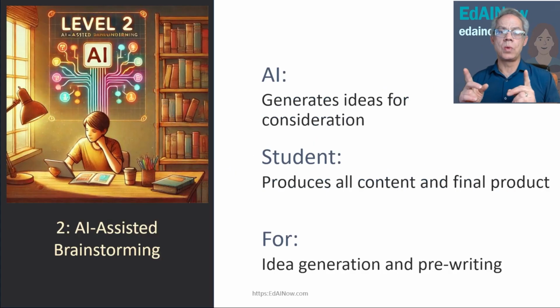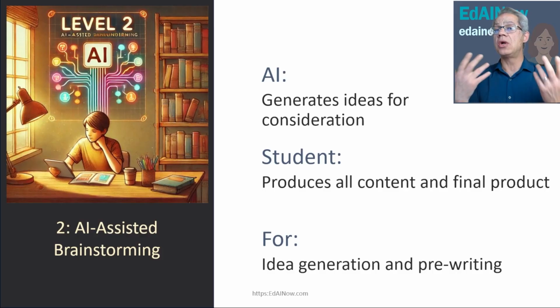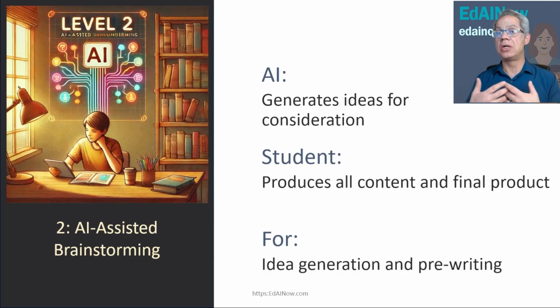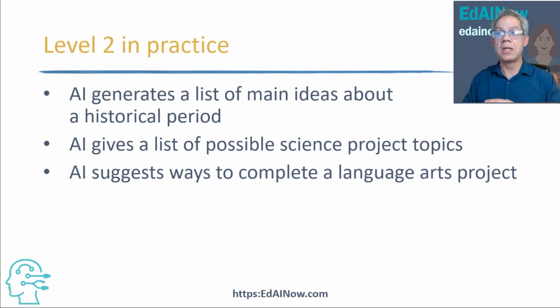Level 2 is where we're actually starting to use AI, but at a very low level. Here, level 2 is AI-assisted brainstorming. So if we're trying to generate ideas, generate information that the student will then use independently, that's level 2. And so the AI is just an idea generator here, but the student is responsible for the final product. So if students have to write or do a project about a historical period, the AI can generate some ideas that the student can then use in the product.